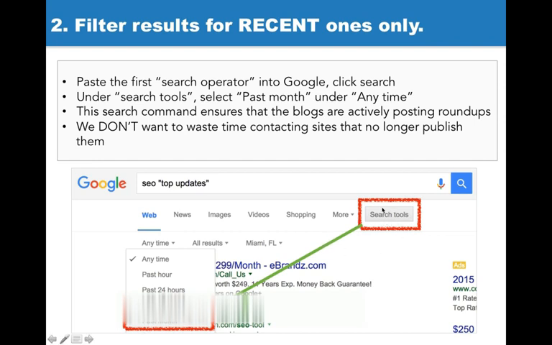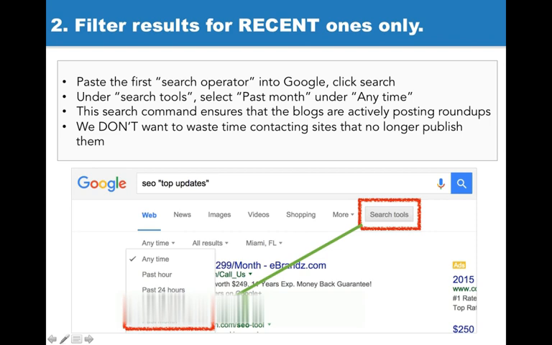Now, what we have to do next, and this is for every search engine, is we have to use the search tools up here, and we have to change the date to either past month or past year. Now, we do this because this will ensure that we are finding recent results. It will filter it for any blog post that was published in that certain amount of time.